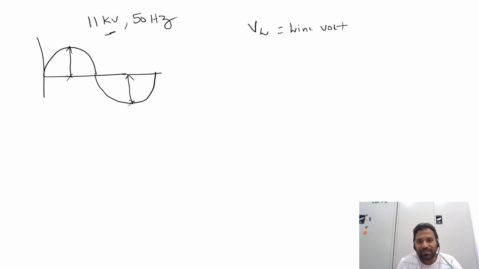Before going to the Desmos calculator, we need to understand the formulas so that we can use it easily. So this is my sine wave. I'm sorry, my drawing is not good. So this is a peak. I consider an 11 kV, 50 Hz system. What is this 11 kV? Yes, you are correct. This is the line voltage. VL is equal to the line voltage, that is 11 kV. Then what is F, the frequency?